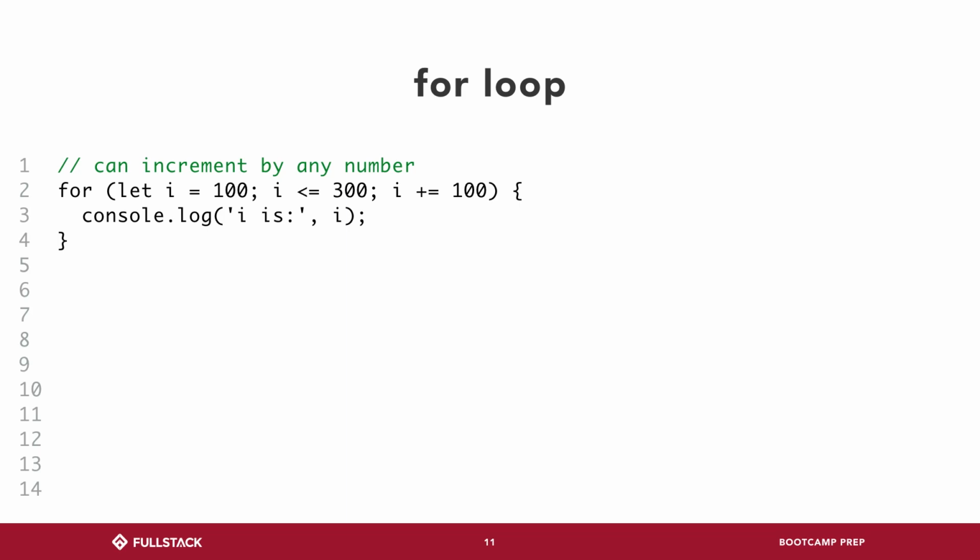So instead of incrementing i with just plus plus, they're saying, hey, i is now equal to itself plus 100 every time. So 100 is less than 300. We'll log out 100. We'll increment i by another 100, and it'll become 200. 200 is still less than 300, so that work will continue 3 times as well.